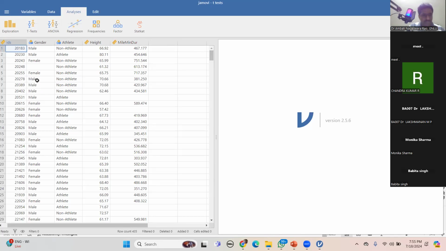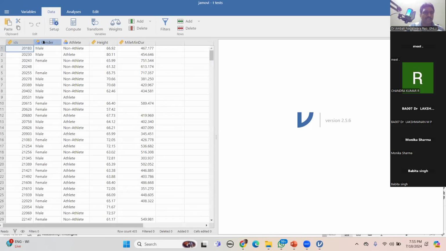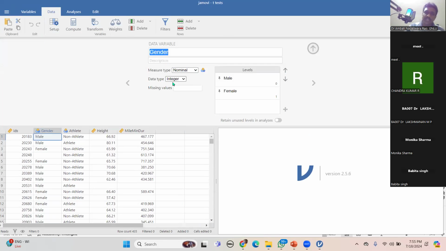Now, as a researcher, first, once we import the data, please check how we have entered the data and what kind of variables you have. I have gender, athlete, height, mile per minute duration. Second, how I have given the coding. Were there any problems with the data set? Gender is nominal, male I have given 0. Please remember how we have given coding. It is not always compulsory that male is 1 and female is 2. As a researcher, you have choices, but you should know how the coding was given.